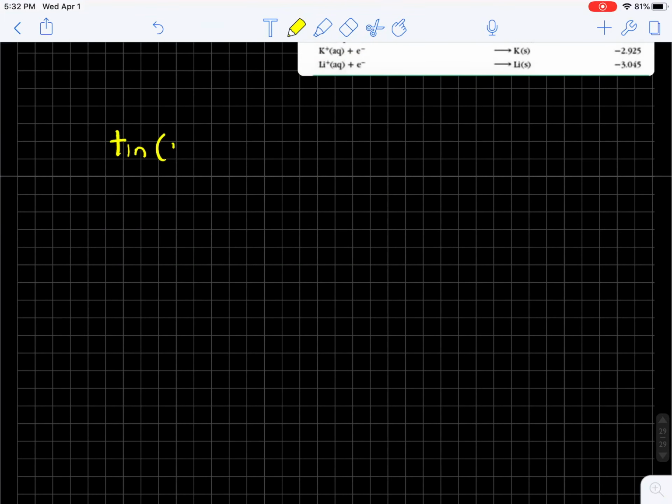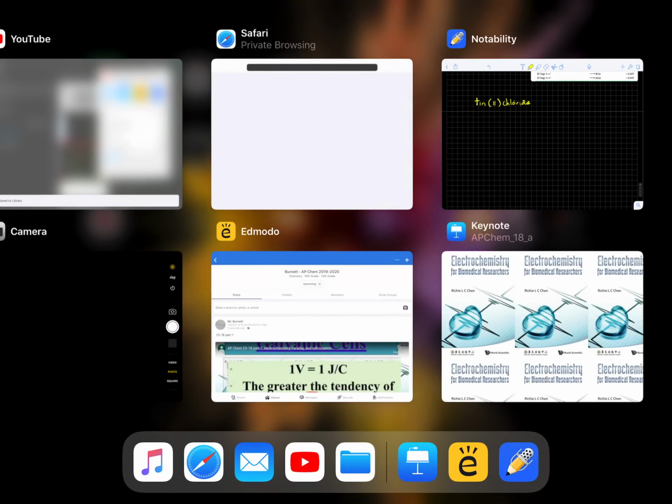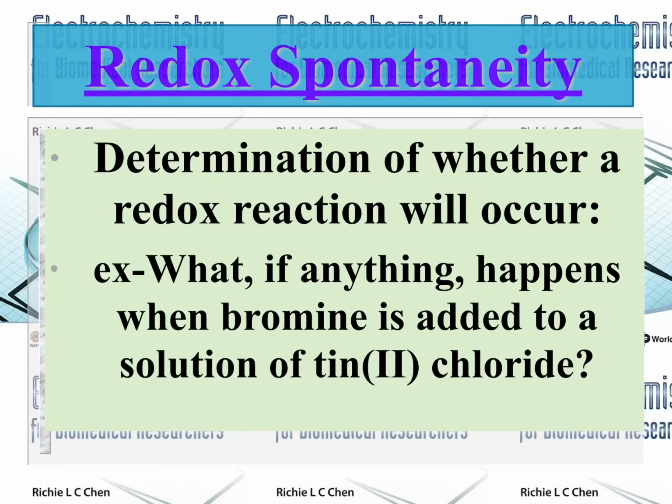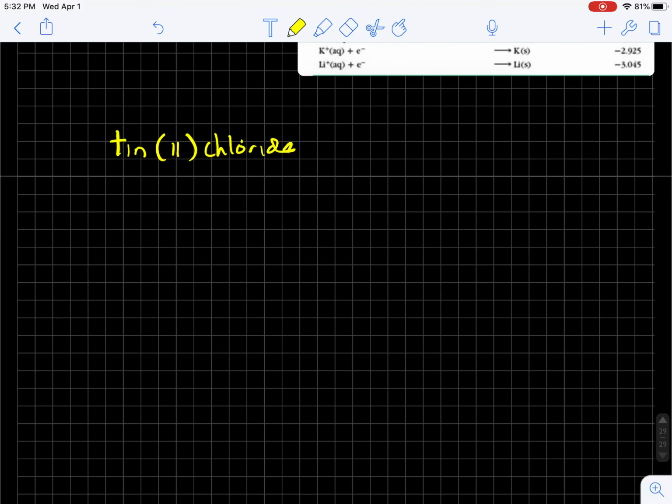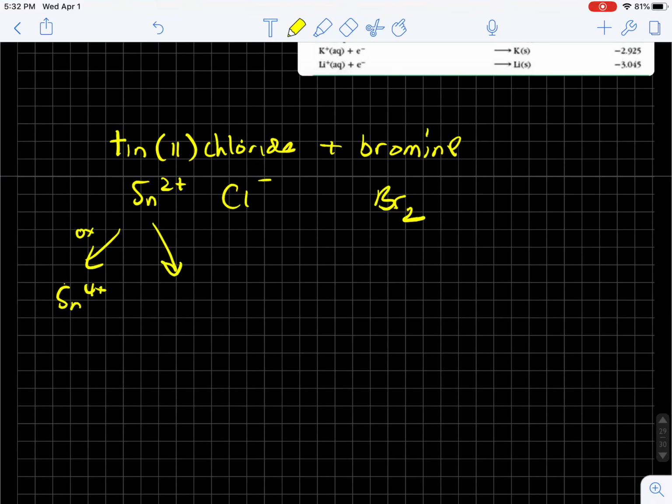Okay. So we said we're going to react tin chloride with bromine. So we said with tin 2 chloride, in an aqueous solution, you're really looking at these two ions. And bromine, we're going to write diatomic bromine. All right, so tin can either oxidize and become tin 4, or it could reduce and become tin metal.